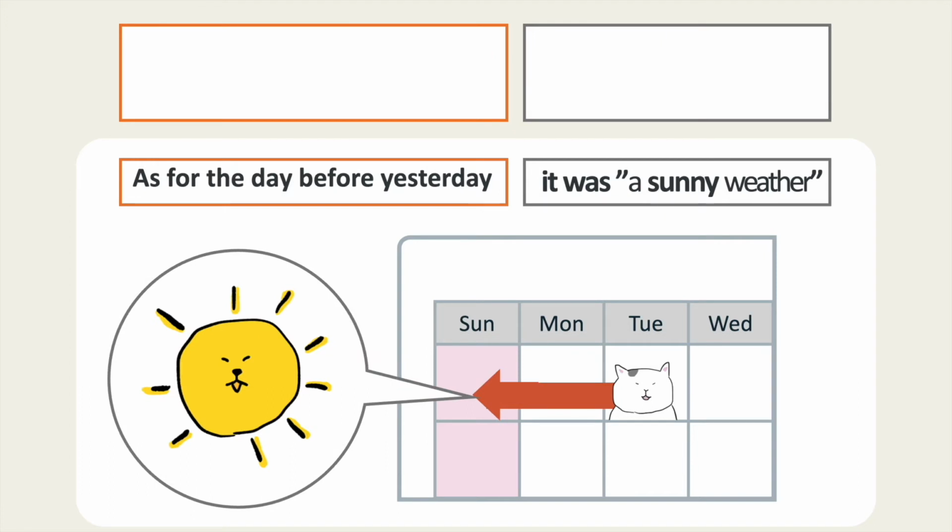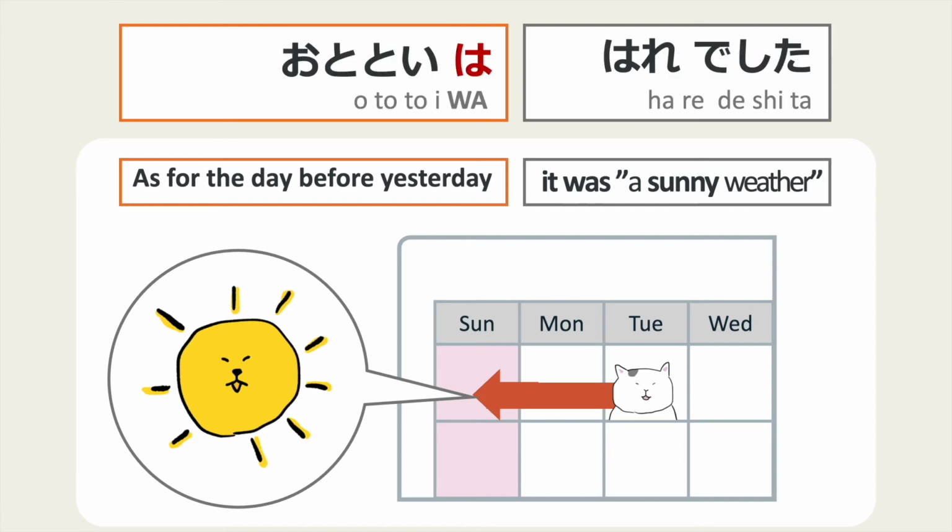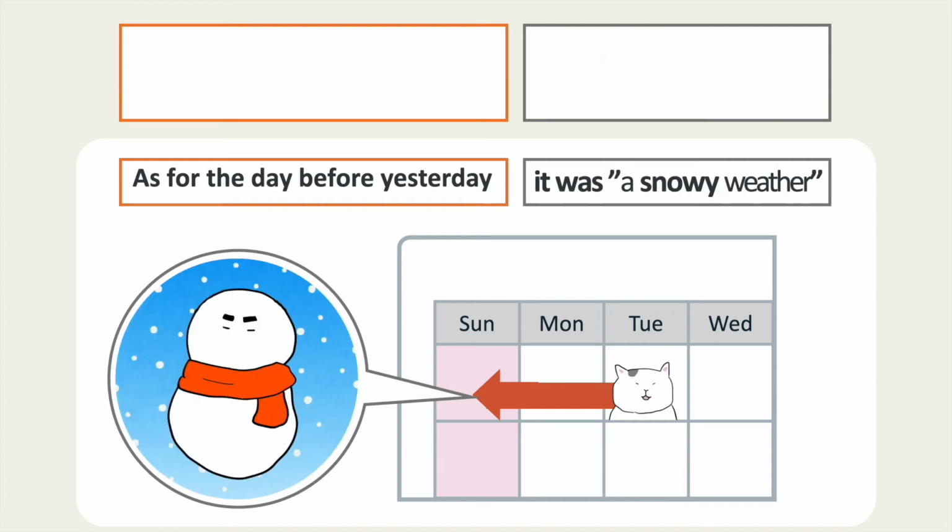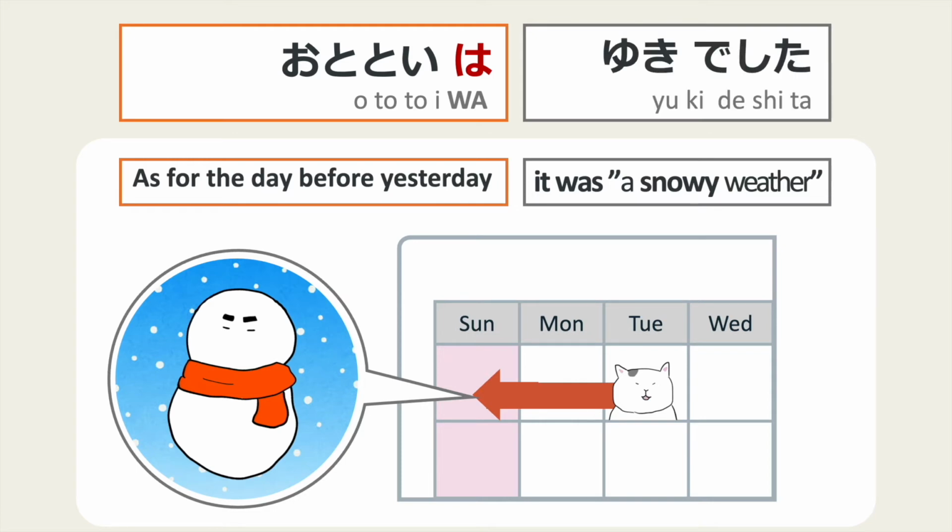As for the day before yesterday, it was a sunny weather. おとといは晴れでした. As for the day before yesterday, it was a snowy weather. おとといは雪でした.